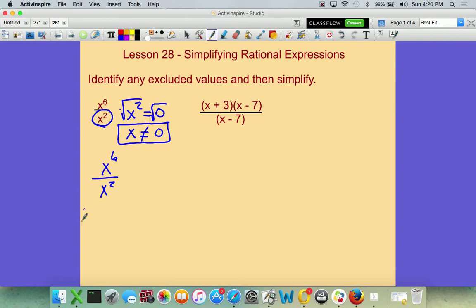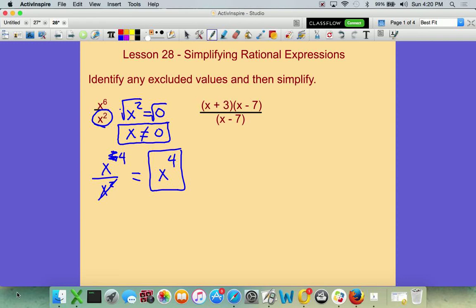From there, we just need to simplify the expression. We've got 6 x's on the top, 2 on the bottom. 2 can go away, that makes this a 4. This one just turns into x to the 4th, as long as x does not equal 0. So it works for any number out there except for 0.